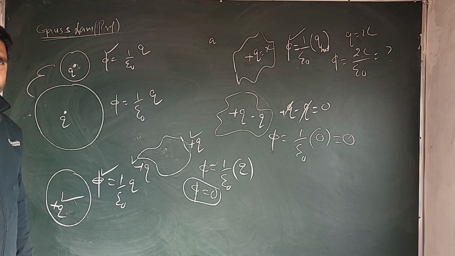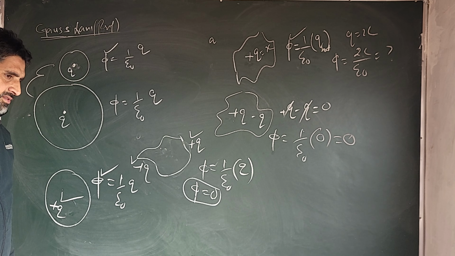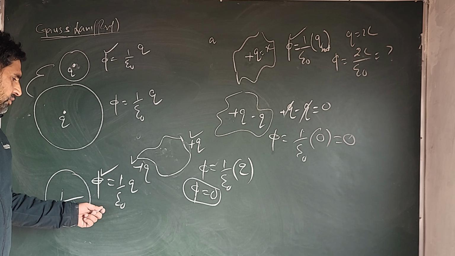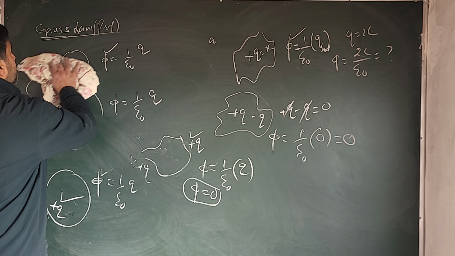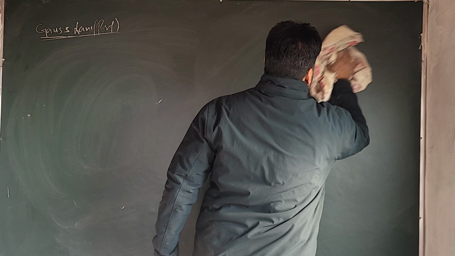Mostly charges are distributed symmetrically, but here we discuss that in a closed system, wherever the charge will be, the flux will be equal to Q over epsilon naught. This was a statement regarding Gauss's law. Now, how to find out the proof for Gauss's law?